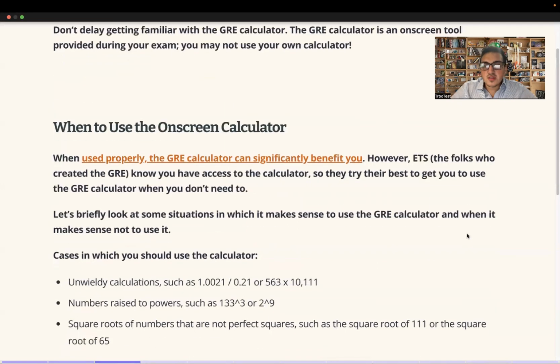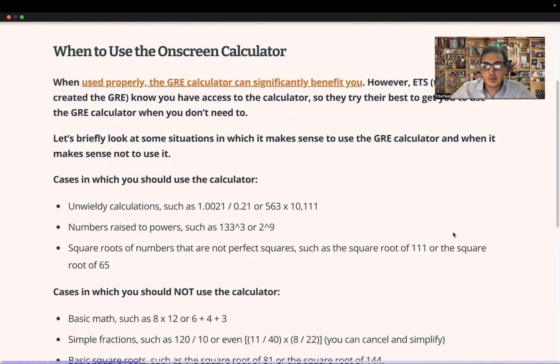So when do you use this on-screen calculator? When used properly, the GRE calculator can significantly benefit you. However, ETS, the folks who created the GRE, know you have access to this calculator. So they try their best to get you to use it, more specifically when you don't even need to use it, and that'll just waste time down the road. Let's briefly look at some situations in which it makes sense to use the calculator and when it does not make sense to use the calculator.